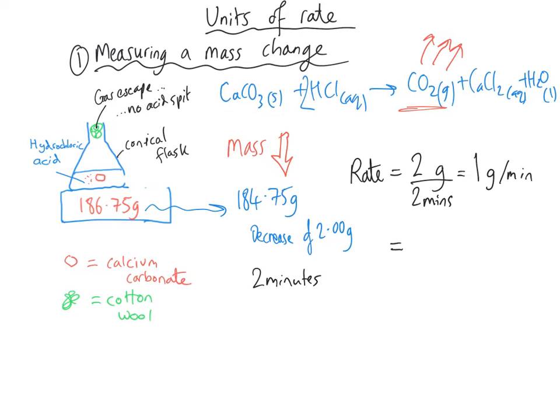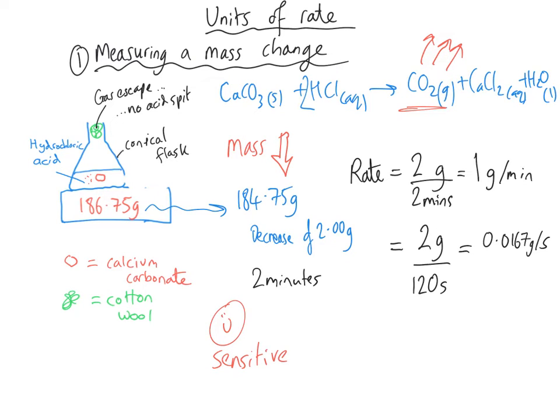Alternatively, we might have been asked to put this into grams per second, in which case we need to do 2 grams divided by 120 seconds, because there's 120 seconds in a minute, and then in that case we would get an answer of 0.0167 grams per second. And this experiment is quite good because balances are very, very sensitive. And so what that means is you can get lots of decimal points and you can ultimately end up with an answer that is very, very accurate. So the equipment is sensitive. That means it's got a lot of decimal points.